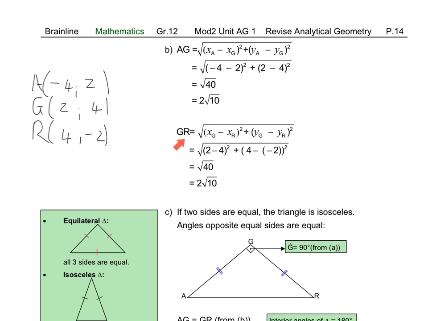The same with GR, we use the distance formula and find the difference in x values, 2 minus 4 and square it, and then add the difference in y values, 4 minus 2, also square the answer, add the two answers together to get the square root of 40, and that is equal to 2 times square root 10. So if the two sides are equal, the triangle is an isosceles triangle.